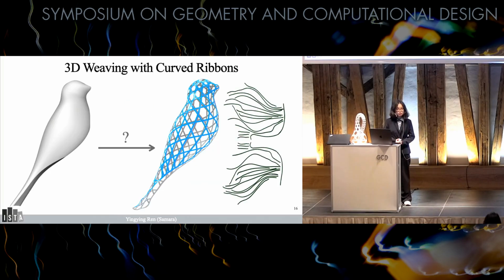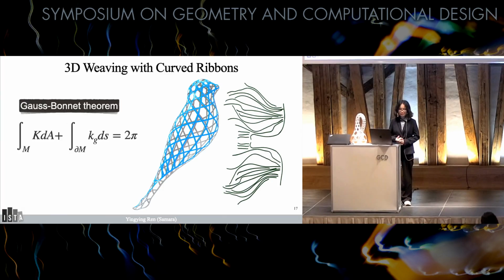The main challenge really lies in the design of the ribbon shape. How can we find the curvature of the ribbons and the spacing between them so that when we assemble them together, they will approximate this input target shape of a bird? To begin, I want to first demonstrate why the in-plane curvature parameter is such an important and effective design parameter for controlling the shape of woven structures.